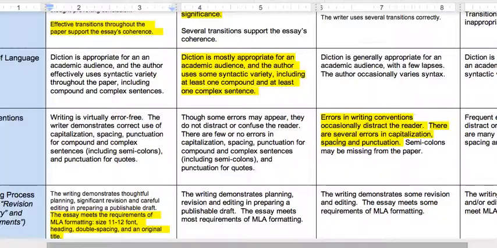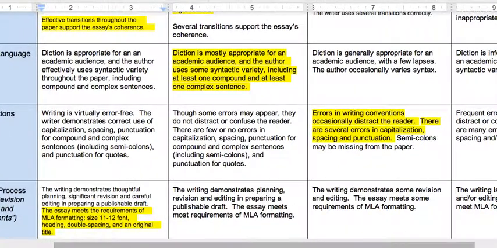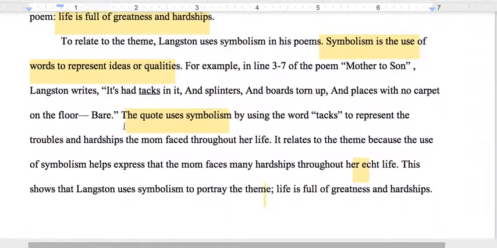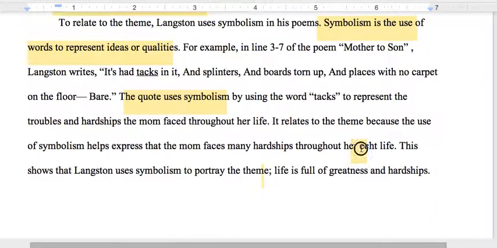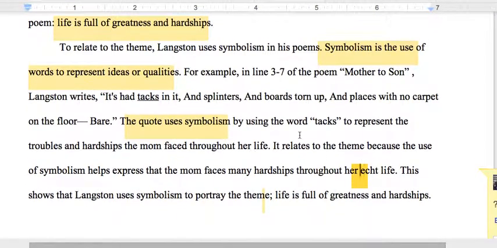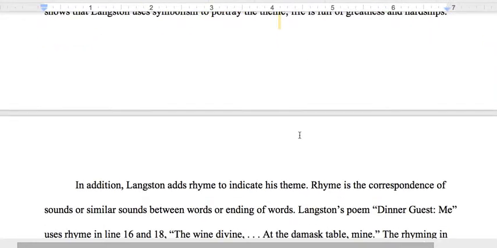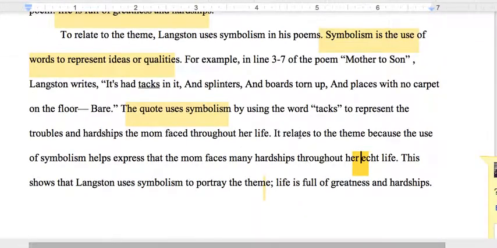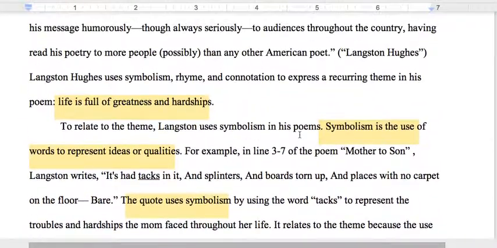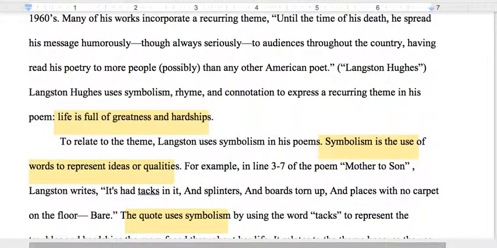There are quite a few errors in writing conventions. There were some words in here, like here, this "ECHT" life, that actually shows up a couple times, this "ECHT." So I'm not sure what that is about. And there were a couple places, I think there was an "its" that was used incorrectly, and a few other little typos like that were distracting.